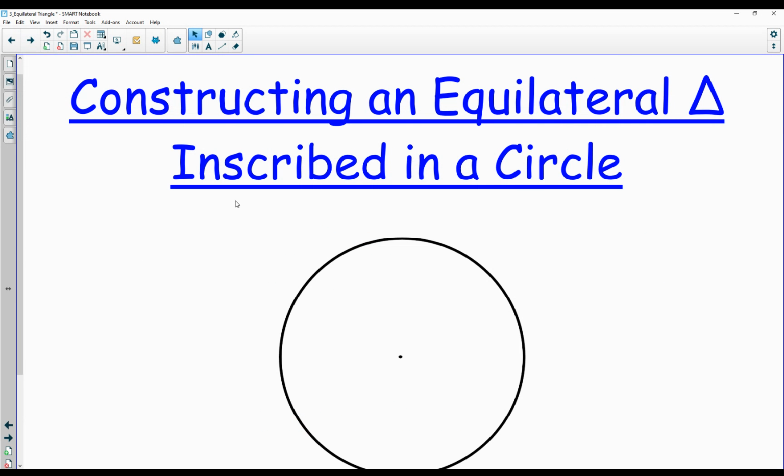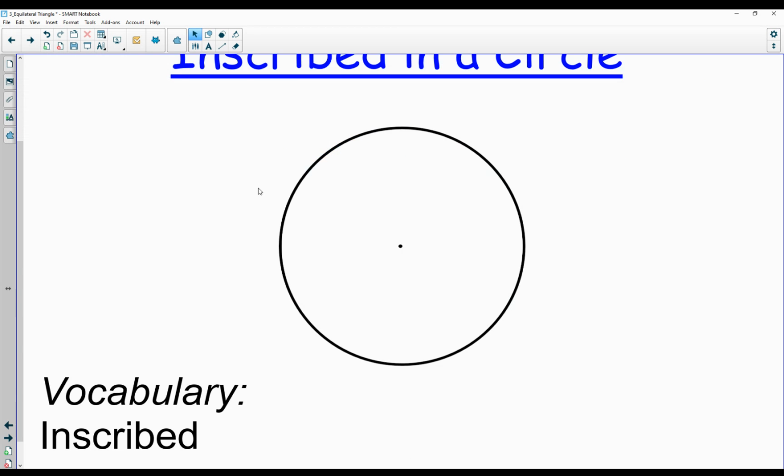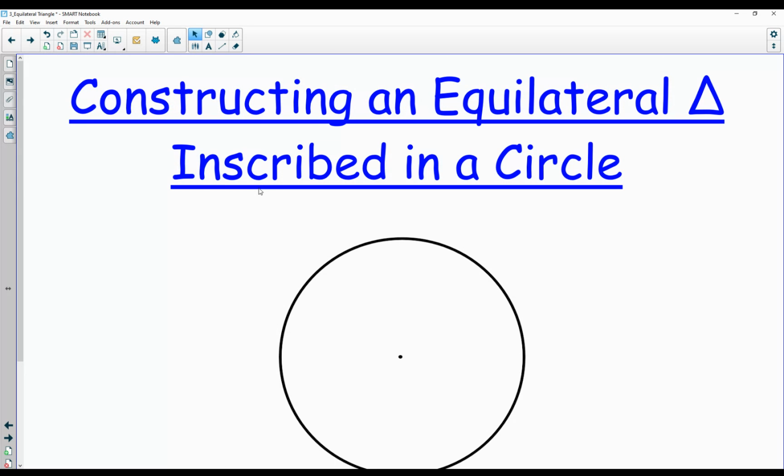So, constructing an equilateral triangle inscribed in a circle. We're not just making an equilateral triangle. For this specific construction, our triangle must be inscribed in a circle, right? And if you remember, one of the first lessons we talked about creating and constructing a circle, and the key point being that in any circle, you always have to start with the center point. So that's why it's so important now, because we're taking the circles and building upon them.